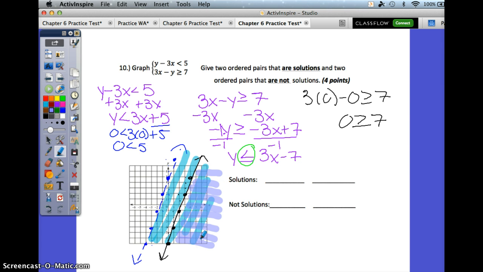So where you see your purple and your blue, this is where all your solutions are. So I'm just going to name two simple ordered pairs over there. Oh, how about 6, 0 and 7, 0? They're both over here. And not solutions, well, 0, 0 wasn't one. Negative 10, 0 was not one. So that's how I got my answer.